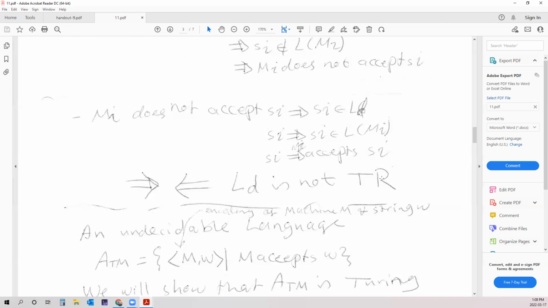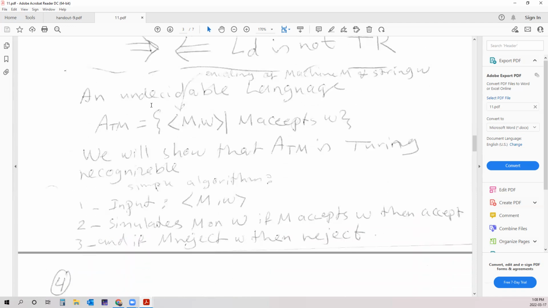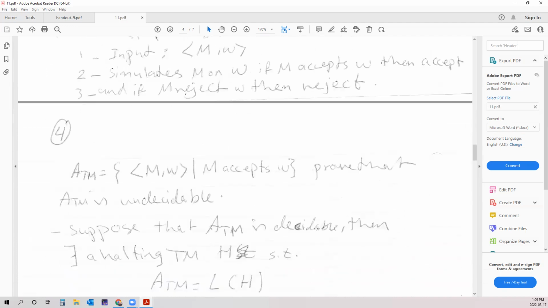This summarizes the three slides, how we prove that it's Turing undecidable. An undecidable language: assume that we have ATM, the encoding of a Turing machine M and the string W, where M accepts W. We will show that ATM is Turing recognizable. This is our assumption. Simple algorithm: input ⟨M, W⟩, simulate M on W. If M accepts, then accept. And if M rejects, then reject. We will see.